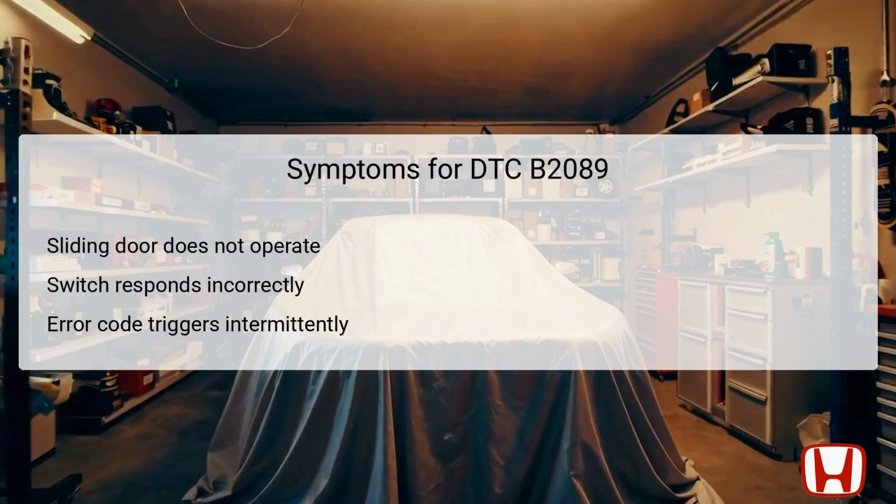Symptoms associated with DTC B2089 primarily include the failure of the power sliding door to operate as expected. This may manifest as the door not opening or closing when requested through the switch. In some cases, the switch might respond inconsistently or provide incorrect feedback, leading to user frustration. Furthermore, the error code may trigger intermittently, suggesting an underlying issue with the switch or its connections. These symptoms highlight the importance of timely diagnosis and repair to ensure the sliding door operates effectively and safely.